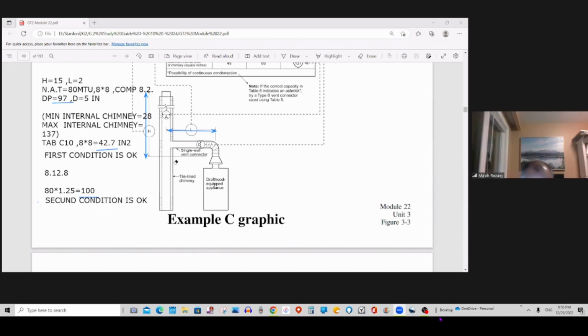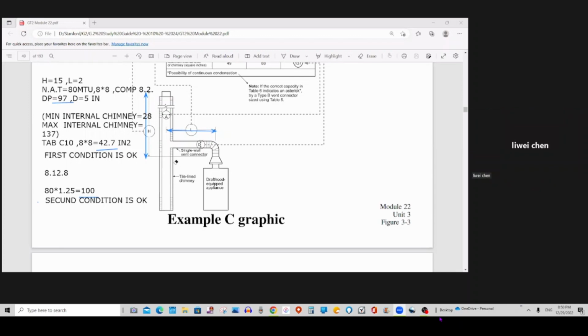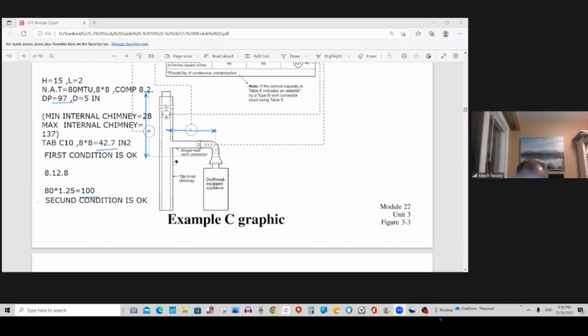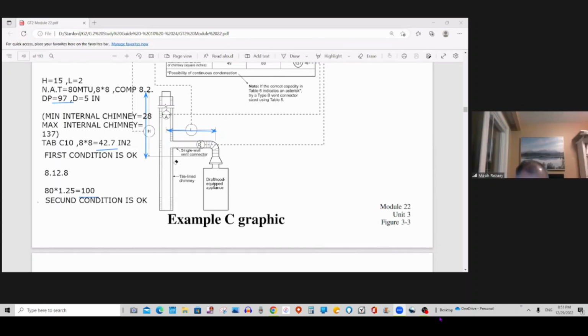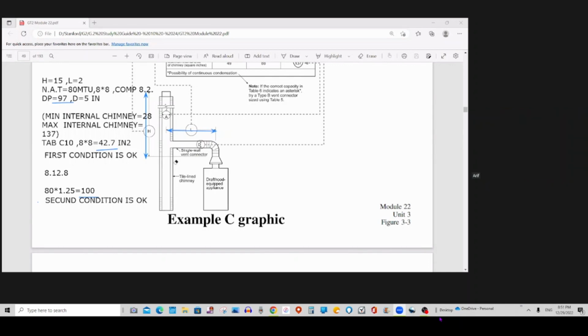On the diameter, you go to the next page, on the bottom, it gives you min and max, the minimum internal chimney and maximum internal chimney. That 8 by 8 or 8 by 12 should be between those two, min and max. On this one, it was working. My min was 28, my max was 137, so 42.7 is okay. The second condition, 8 by 12 by 8, okay? How do we find it in C10, 8 by 8? How do we know that it's 8 by 8?